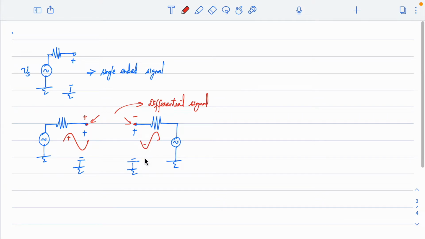The inherent advantage of a differential signal is that when you measure it, it will be twice. Say for example this amplitude is V and this is V but starts with minus V, the differential voltage will always be 2V. That is an inherent advantage of differential signaling.